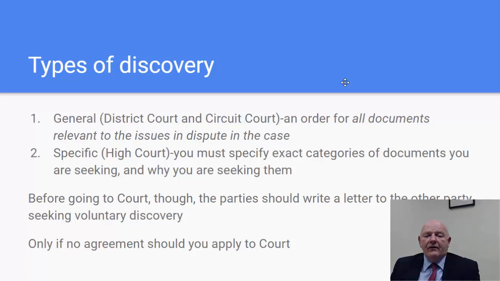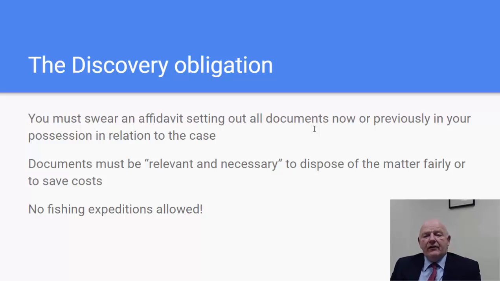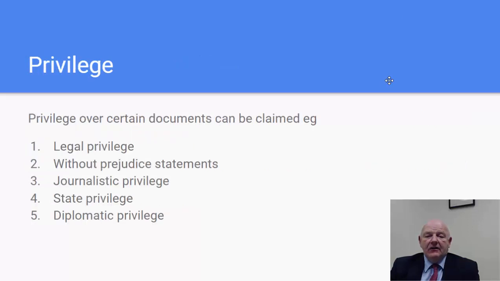Before going to court, however, the parties should write a letter to the other party seeking voluntary discovery. Only if there's no agreement should you apply to court by way of a notice of motion. The discovery obligation then involves swearing an affidavit, setting out all documents now or previously in your possession in relation to the case. Documents, as I said, must be relevant and necessary to dispose of the matter fairly or to save costs, and no fishing expeditions are allowed.